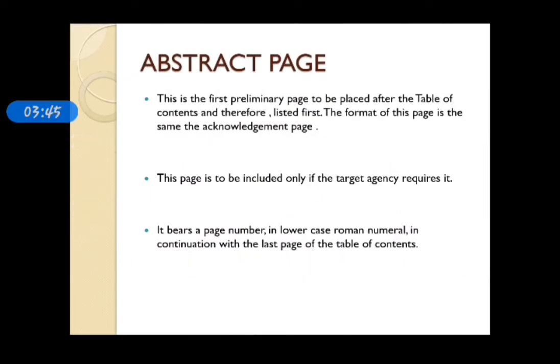Abstract page. This is the first preliminary page to be placed after the table of contents and therefore listed first. The format of this page is the same as the acknowledgement page. This page is to be included only if the target agency requires it. It bears a page number in lowercase Roman numeral in continuation with the last page of the table of contents.